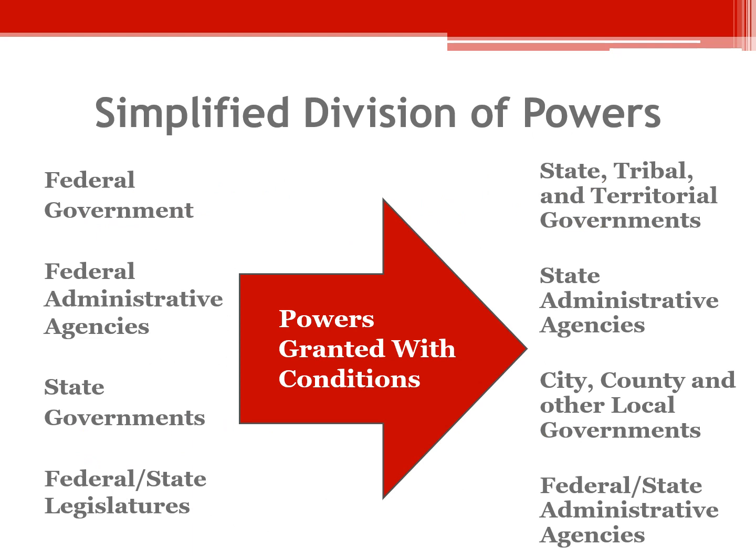I hope this graphic can simplify the division of powers that often occurs here in the United States, where the federal government will grant powers with conditions to state, tribal, and territorial governments, where federal administrative agencies established by federal laws will grant powers with conditions to state administrative agencies, provided that those state administrative agencies are at least as effective as a federal agency would be if they were enforcing the laws and regulations in that state. State governments can grant powers with conditions to city, county, and other local governments.